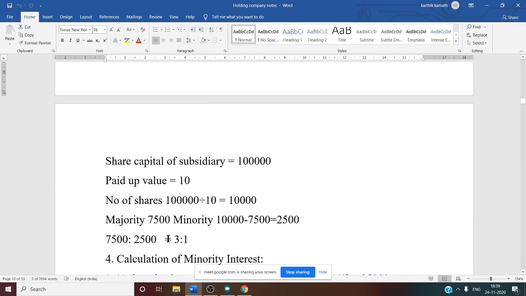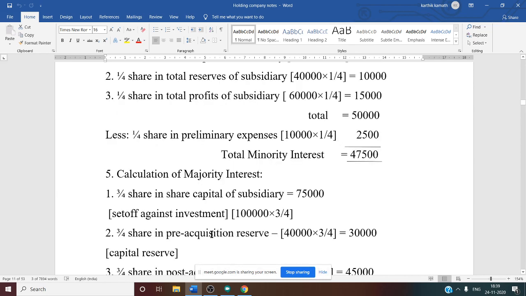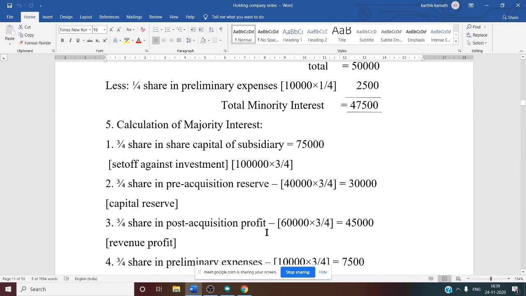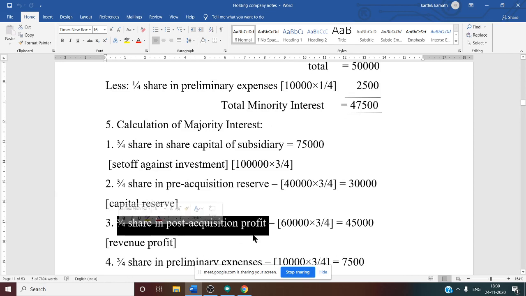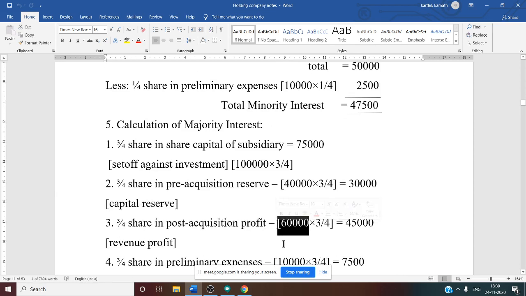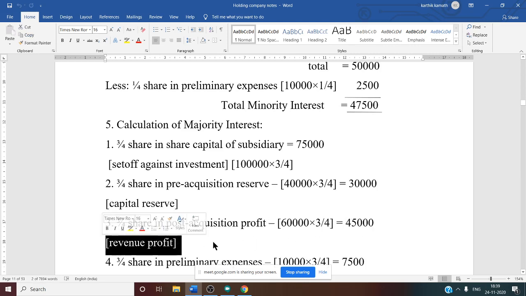So only post acquisition profit is there, that is 60,000. Now in majority interest, the next calculation is post acquisition profit, 3 by 4 share. Post acquisition profit we know is 60,000. 60,000 into 3 by 4, you will get 45,000. Why have we written revenue profit? Revenue profit means after acquisition.